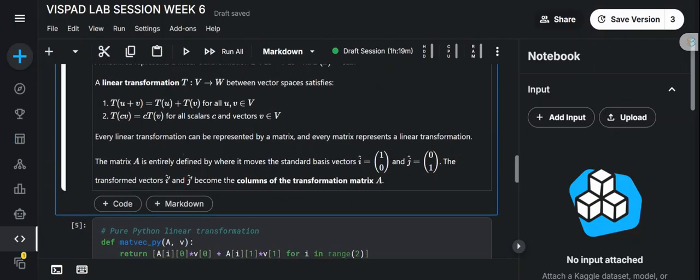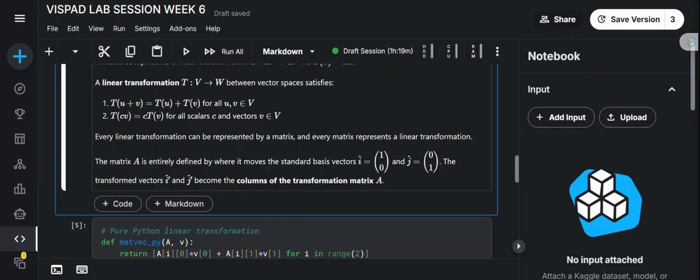So every linear transformation can be represented by a matrix, and every matrix represents a linear transformation, because when you multiply a certain matrix by a vector, that vector, which may have been in, for example, a two-dimensional space, will be transformed to exist in maybe a three-dimensional or four-dimensional space.